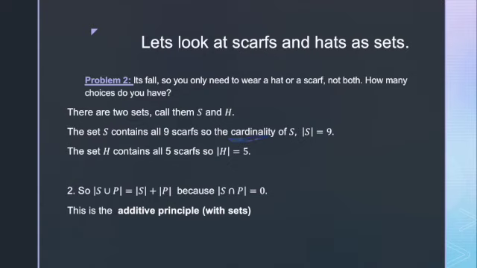If I took the union of scarves and hats, because they're disjoint sets, right? They have no overlap. It would just be 9 plus 5, which is 14, right? Which is what we did on the previous page. So this is the additive principle with sets. As long as my 2 sets are disjoint, the cardinality of A union B is the cardinality of A plus the cardinality of B.